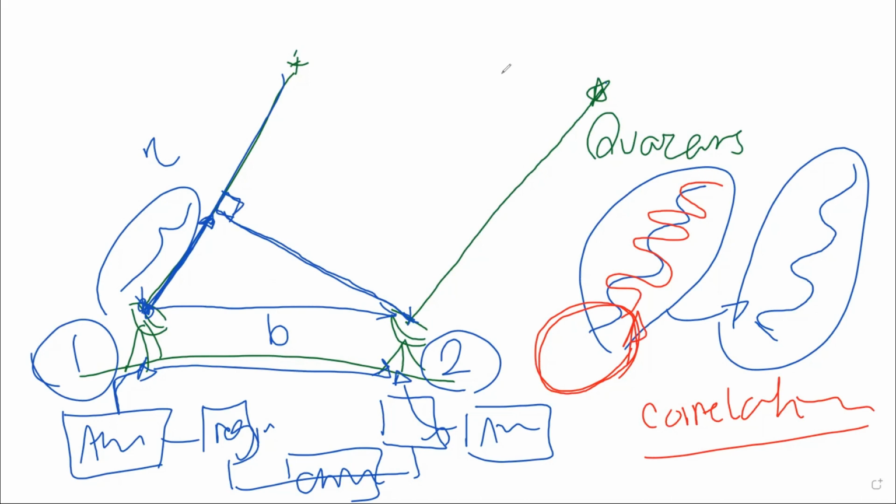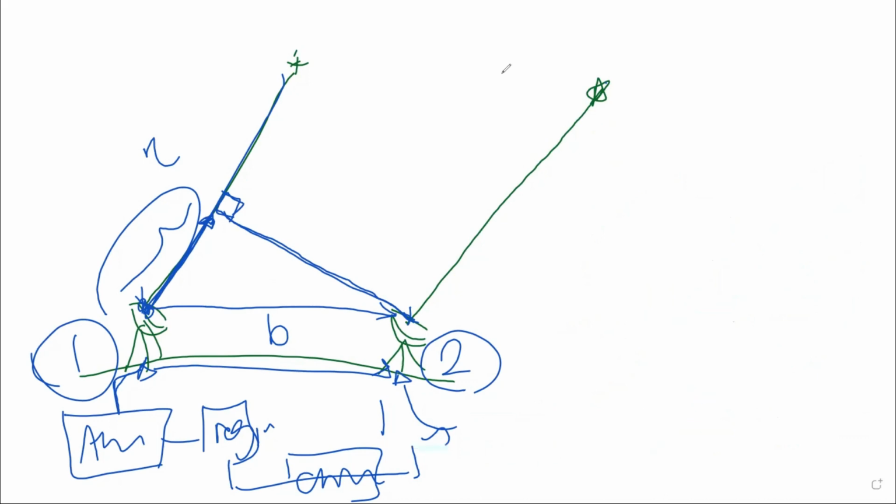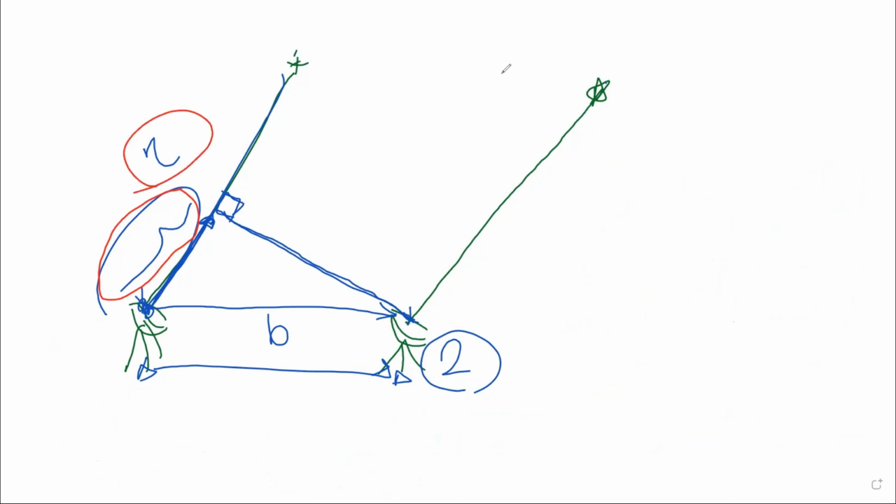Then simply we can write a mathematical equation to estimate the baseline. This time delay is the observable in VLBI, the measurement. I need to somehow connect this to the baseline, because the baseline Bx, By, and Bz are the things that I'm looking for.